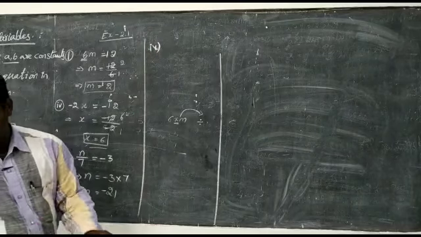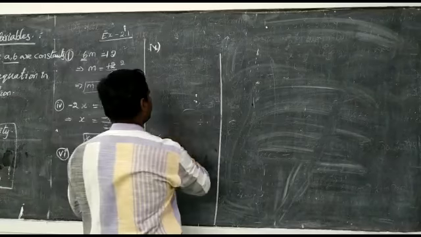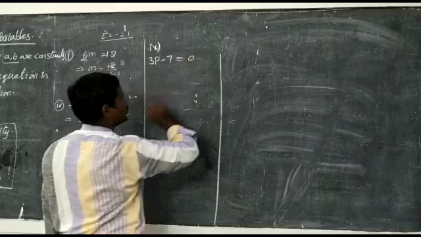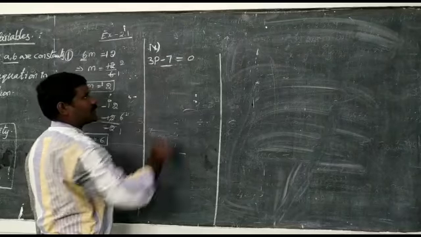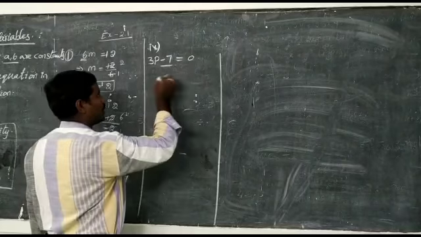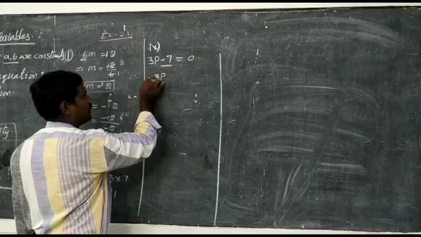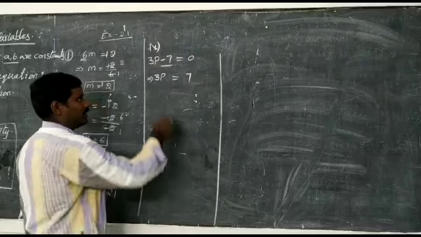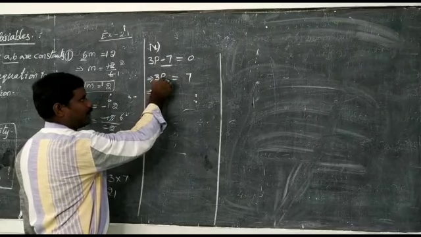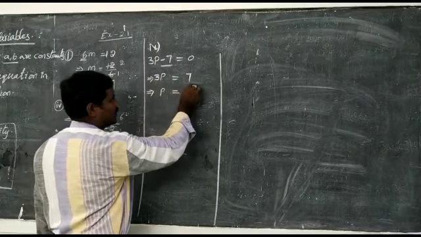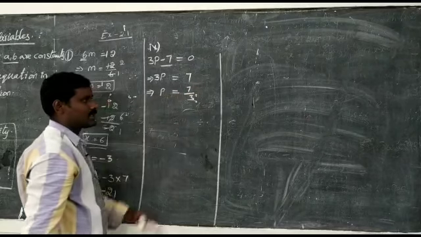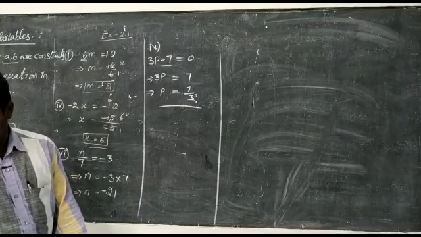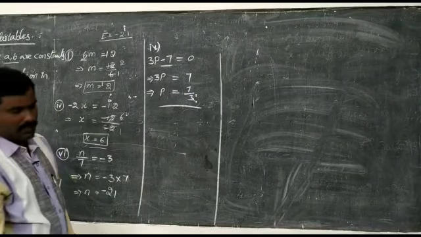Now we go to problem number 9. 3p - 7 = 0. First I am taking -7 to the RHS side. Then 3p = 7, the negative becomes positive. And then 3 is multiplied, so on the RHS side it is divided. P = 7/3. Now we are going to problem number 12.